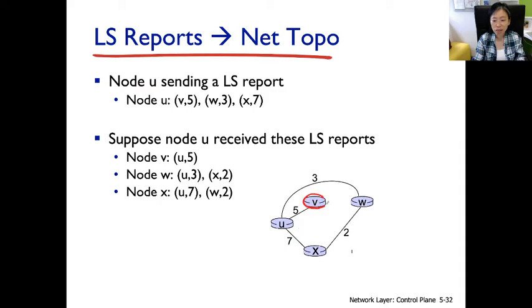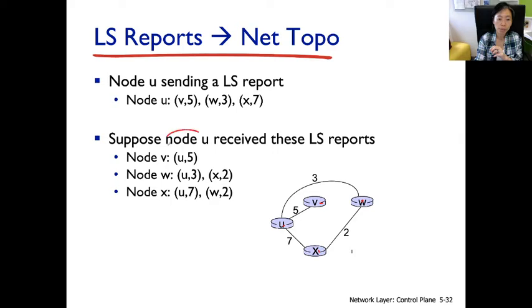Similarly, V is going to generate its link state report, which is going to contain only one entry. It connects to U, link cost 5. The link state report from W should look like this: 2 neighbors, U and X, with costs 3 and 2. The link state report from X contains 2 entries, U and W, with link costs 7 and 2. Each of these nodes, U, V, W, X, is going to broadcast their link state report, and every node in the network is going to receive its own local information and every other node's link state report.